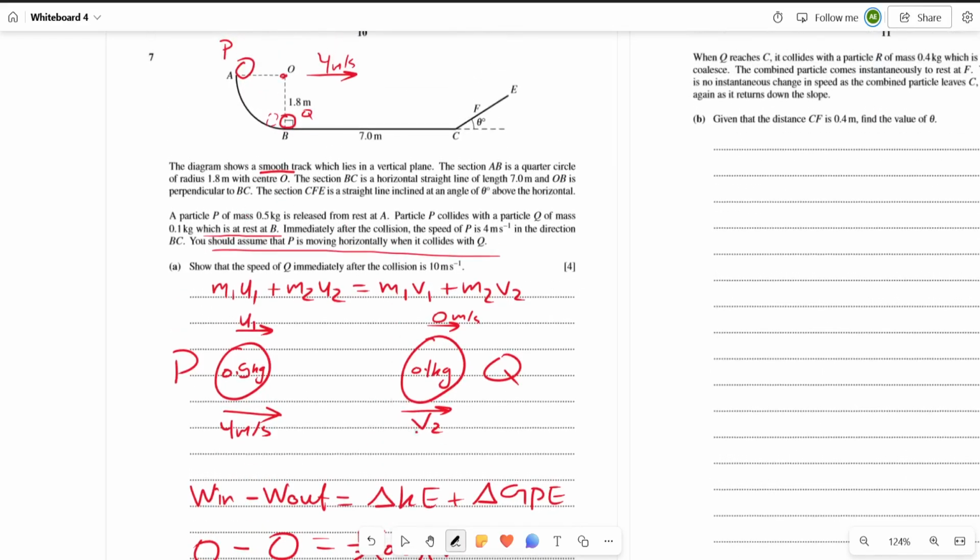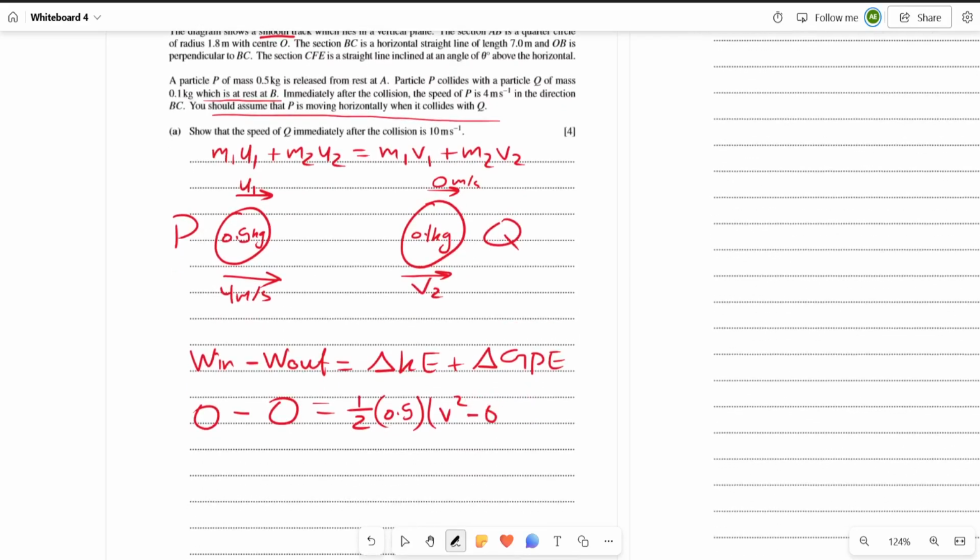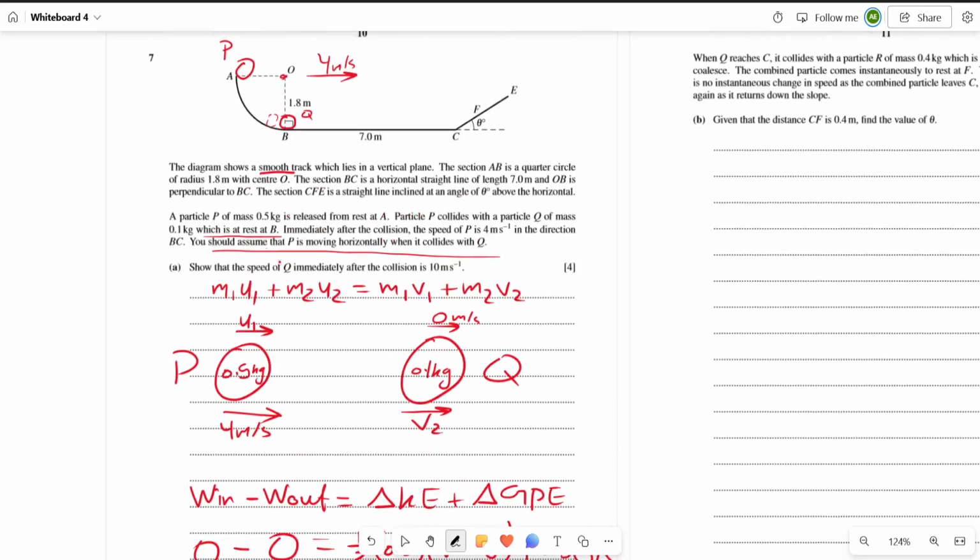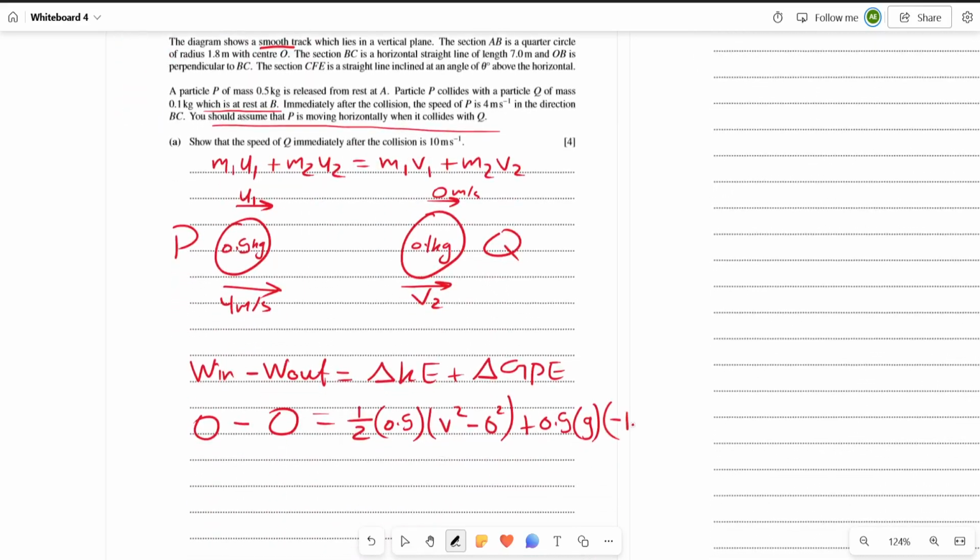What was the initial velocity of P? It was 0. So minus 0 squared. And then plus the changing gravitational potential energy, which is mg delta h. So m is 0.5, g is always 10 for Cambridge, and delta h. What's delta h? What's the vertical displacement that P moved? I know that P was here and then it was at this level. So it moved an h of 1.8. It moved below its starting point, so my h is going to be negative, and that's it. This is my equation over here.